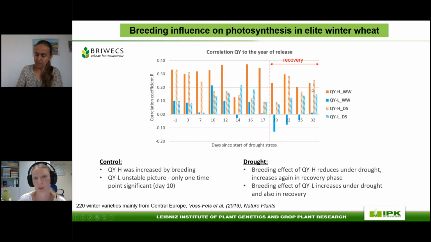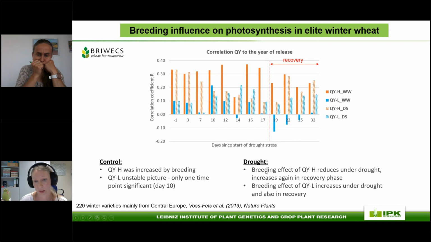And you see, especially for the QYH parameter, there's a higher correlation with the year of release. So as in the Wilby panel, this was increased by breeding, so it's a positive effect, while for the QYL parameter the correlations are not as high. There are some where you have a positive trend, there are also some where you have a negative trend, but this is not even significant. So in control, you can say QYH was increased by breeding in this panel. For QYL, you get an unstable picture.